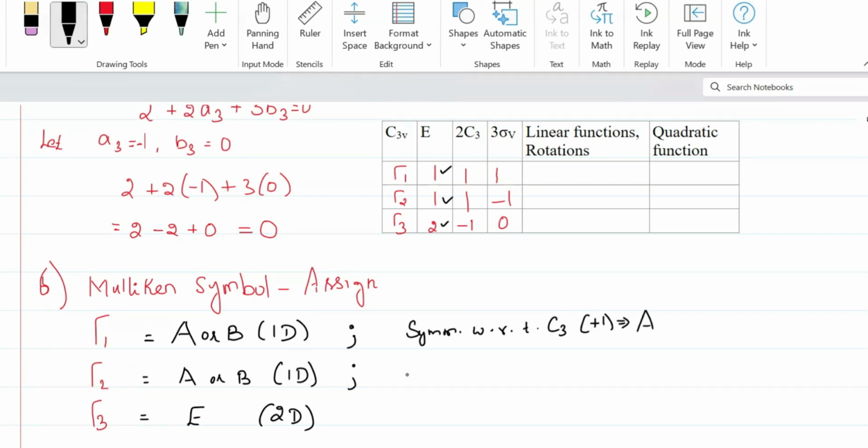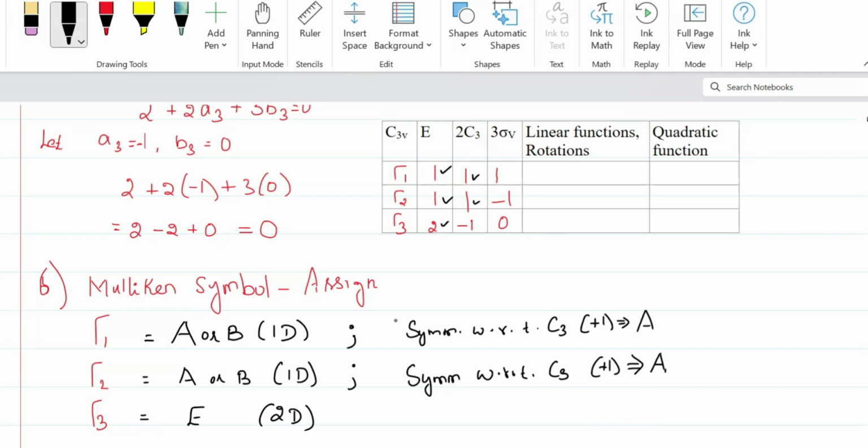Similarly, the next symmetry with respect to C3. Here again it is plus 1, the character. Then here again we are going to assign A but not B. Then E will stand as such.